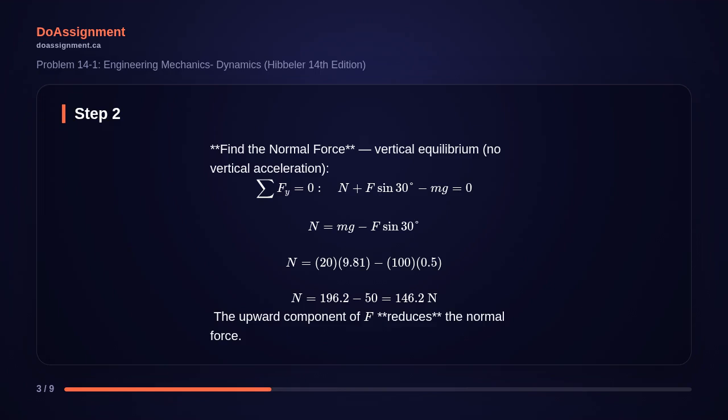Since the crate does not accelerate vertically, the vertical forces are in equilibrium. The normal force equals the weight minus the upward component of the applied force. That gives 20 times 9.81 minus 100 times sine 30 degrees, which is 196.2 minus 50, equaling 146.2 newtons. The upward component of the applied force reduces the normal force.